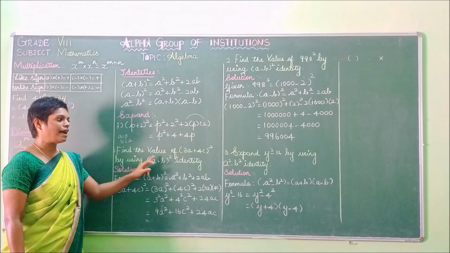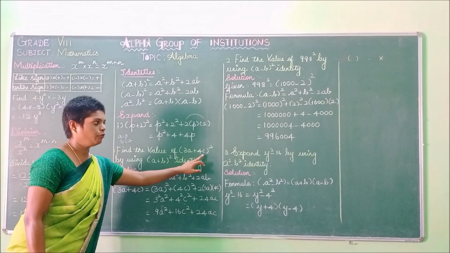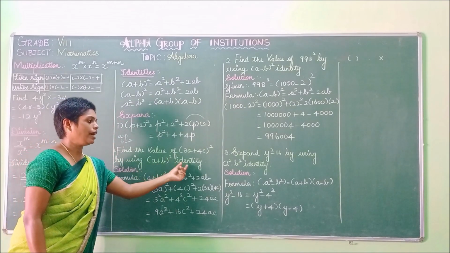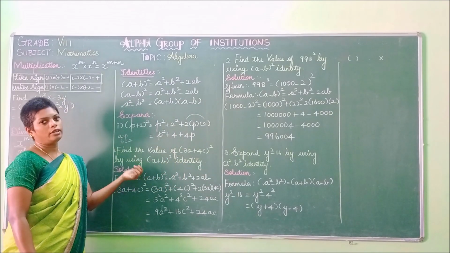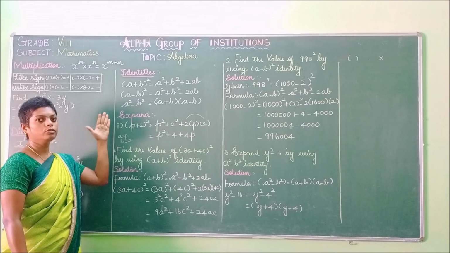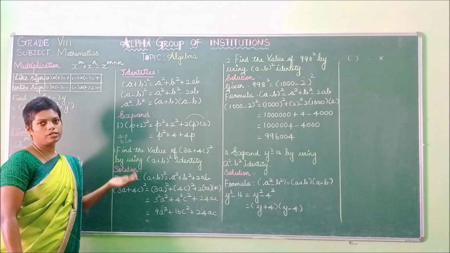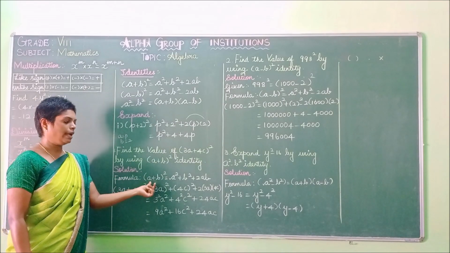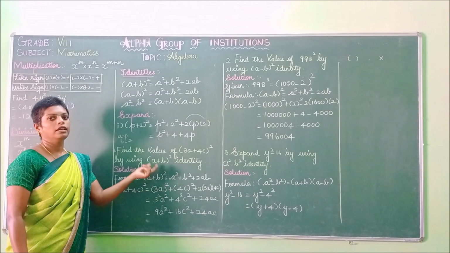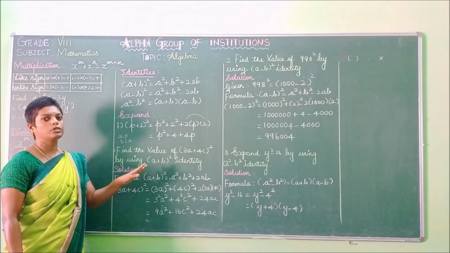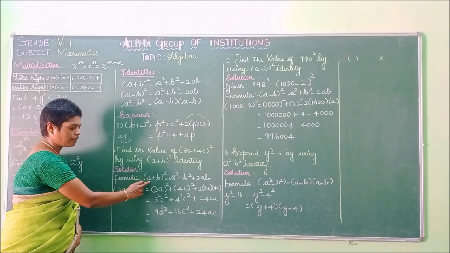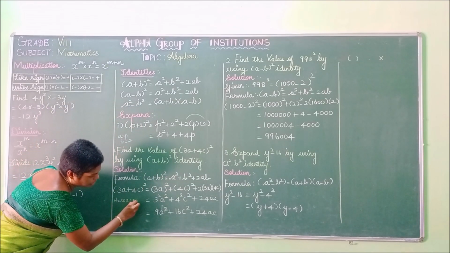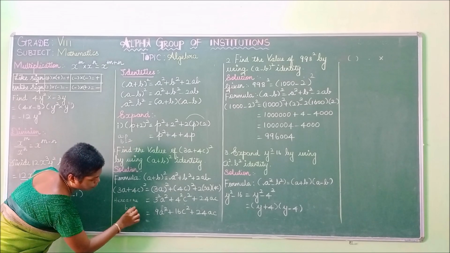Next, find the value of (3a + 4c) whole square by using the (a + b) whole square identity. If they mention, you can use that formula, or else check with the identities. So listen, how to write the formula first. (a + b) whole square is nothing but a square plus b square plus 2ab. So here what is our a? Here a is 3a and b is 4c.